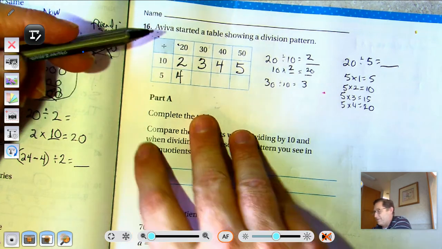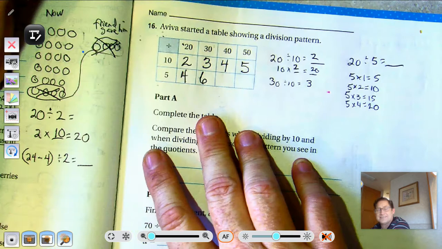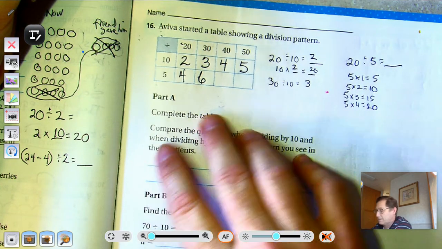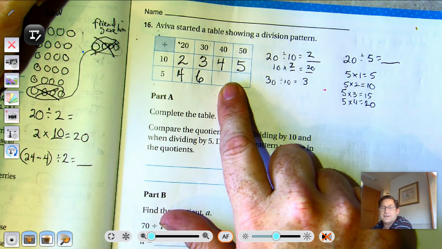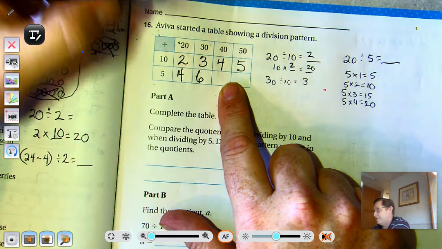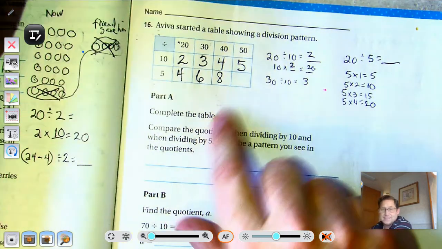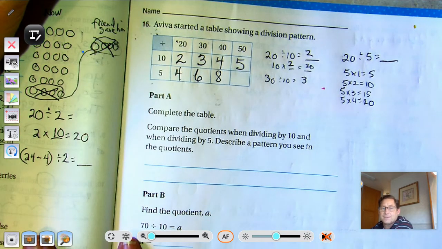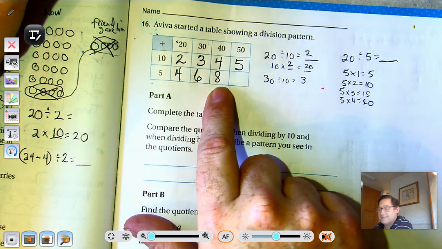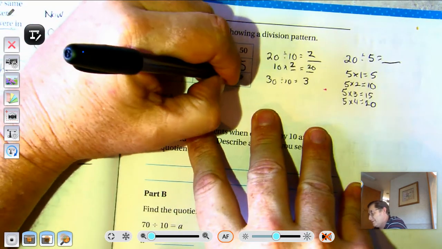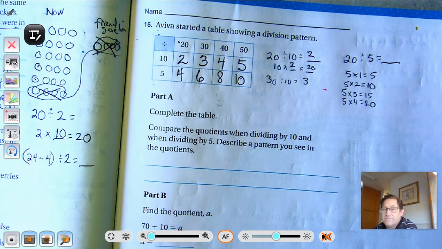So 30 divided by 5 is 6, because it's twice as much as when I divide by 10. What's twice as much as 40 divided by 10 if I divide 40 by 5? 8. And now we also notice a pattern here. 4, 6, 8. It's counting by 2s. 10. So 50 divided by 5 will be 10.